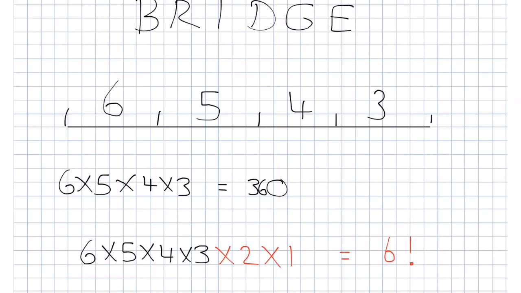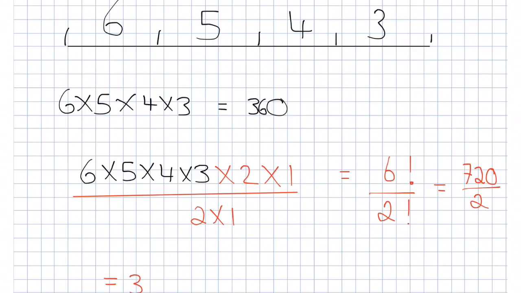But I just came along and randomly done that 2 by 1, so to counteract that I'd need to also divide by 2 by 1. So I'd be dividing by 2 factorial. And if you do that out, 6 factorial over 2 factorial, we're going to get 720 over 2. And 720 over 2 is 360. So we get the same answer. But it just means instead of us going 6 by 5 by 4 by 3 and stopping, we can go 6 by 5 by 4 by 3 by 2 by 1 divided by 2 by 1. In other words, 6 factorial over 2 factorial.